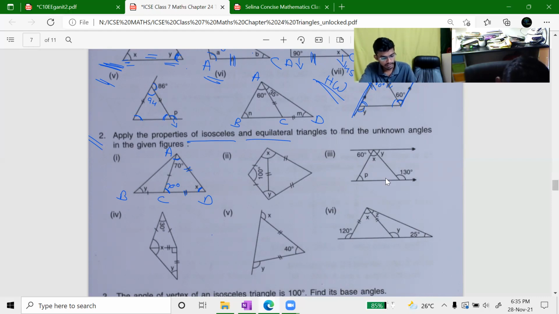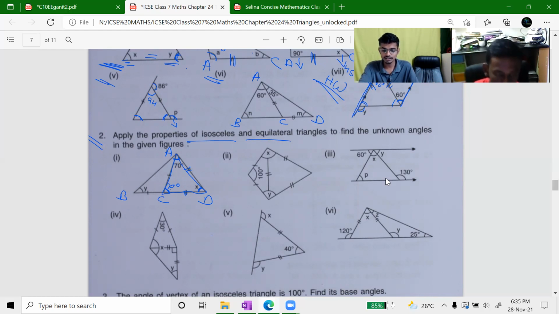See, we know that this is a triangle. We know this is 70, this is also 70. And what is the sum of the angles of a triangle? 180 degrees. So just simply what we have to do is subtract 180 minus 140. That is 40. So what will be the answer?